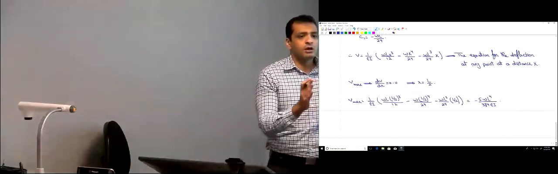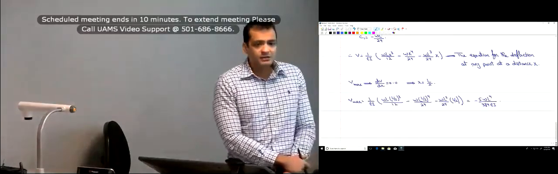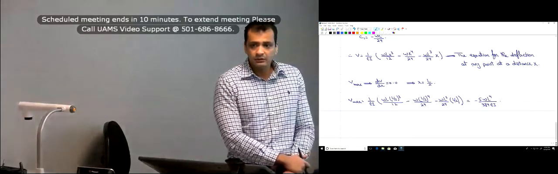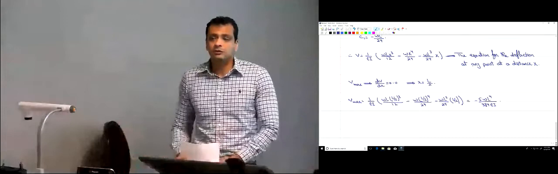On the inside cover of your book, you will find many values for the deflection calculated and written over there that you can use right away. So this is the magnitude of the maximum deflection for a single beam with a uniform load applied on it.